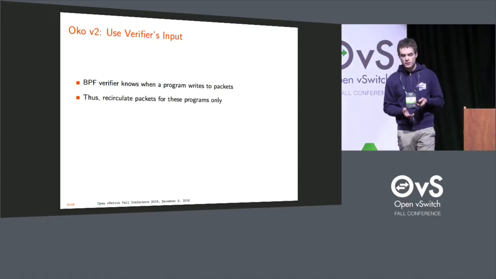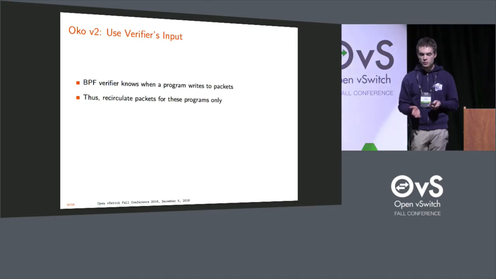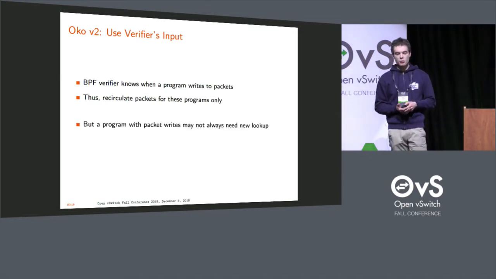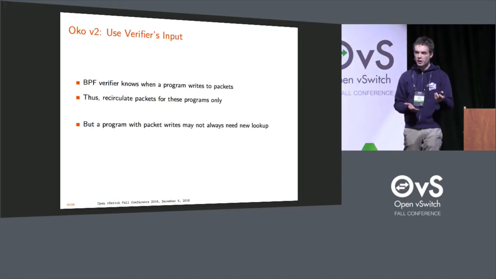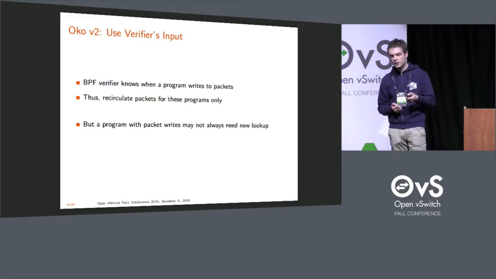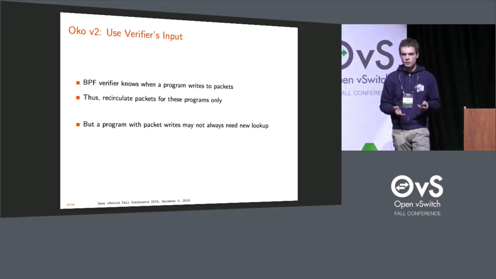Now, this approach has no measurable overhead because we don't actually change anything compared to what I'm going to present next. But the issue is, in a lot of different cases, a program may have an instruction to write to a packet, but it may not actually execute it for every single packet. So in a lot of cases, you may, I don't know, write to the packet only in some specific case. And because of that, we are going to recirculate all packets where we don't need to.